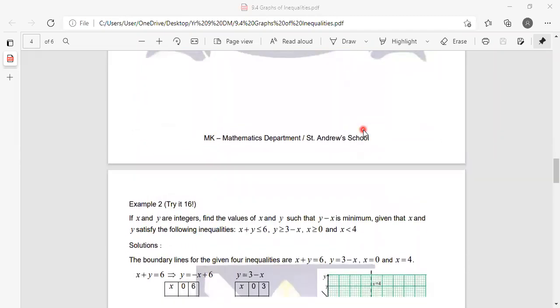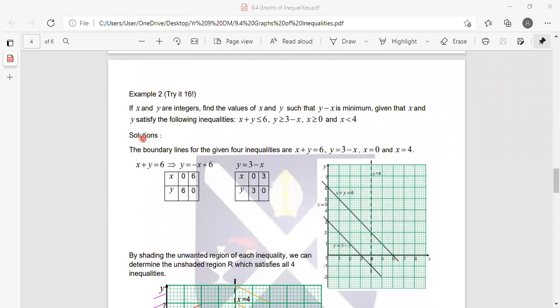Moving on. Let's look at example 2, try it 16. The question is: if x and y are integers, meaning whole numbers, they can be positive, they can be negative, but we don't have fractions, decimals, or irrational numbers. So they should be whole numbers, either positive or negative. Find the values of x and y such that y minus x is minimum, given that x and y satisfy the following inequalities. Like the previous question, I will list down all the boundary lines: x plus y equal to 6, y equal to 3 minus x, x equal to 0, and x equal to 4.